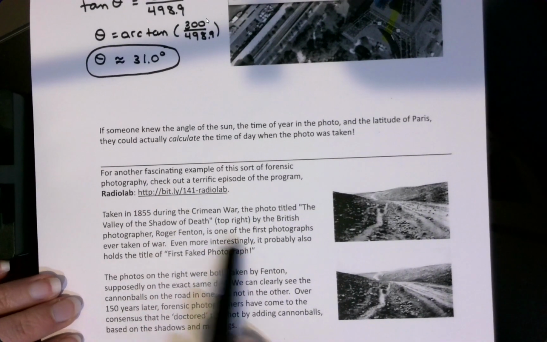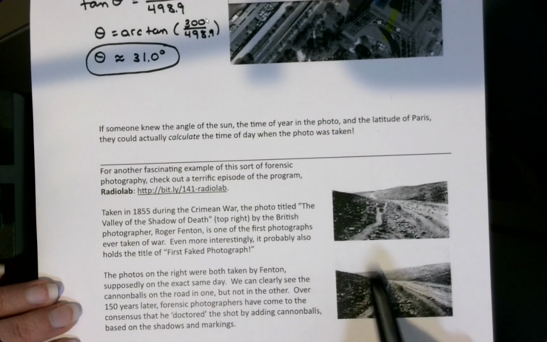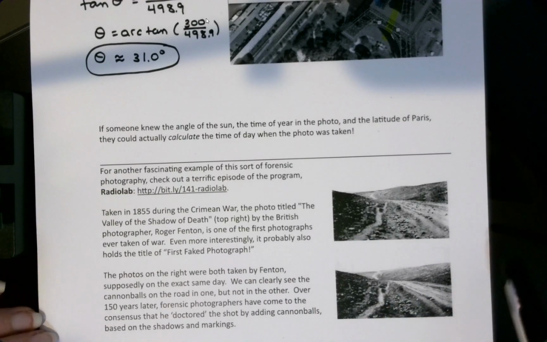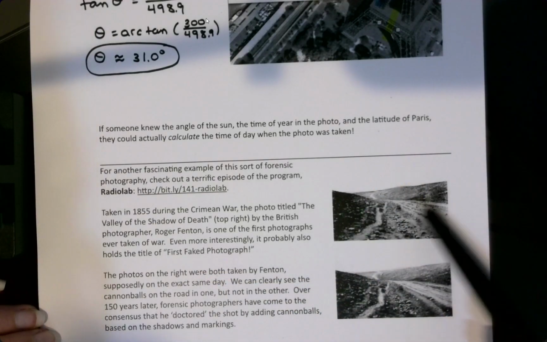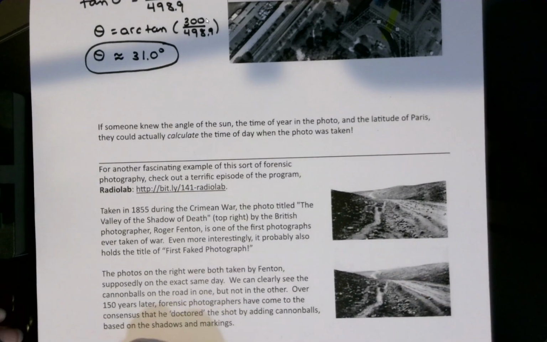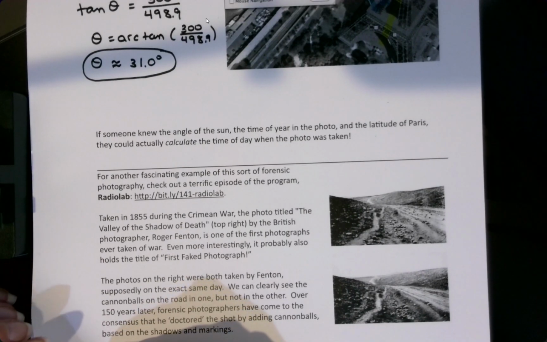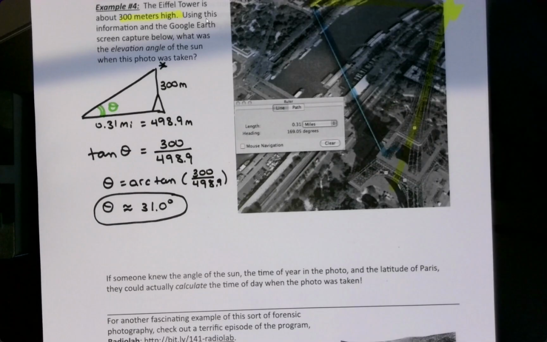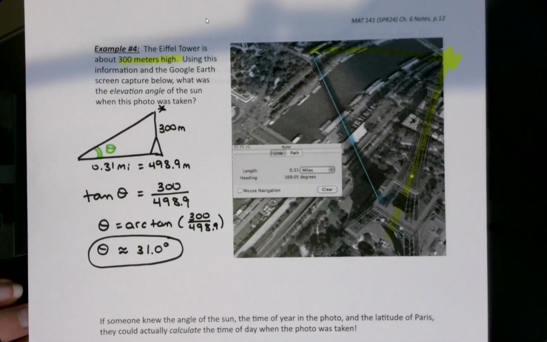It can be used to determine that this photo taken during the Crimean War and the photo down here had to be photoshopped or faked because the time of day was the exact same. And so the cannonballs that were put into the road here were put in post imaging. So forensic photography can be used along with calculating these angles of elevations in the sun. So kind of an interesting look at what you can do with trigonometry.